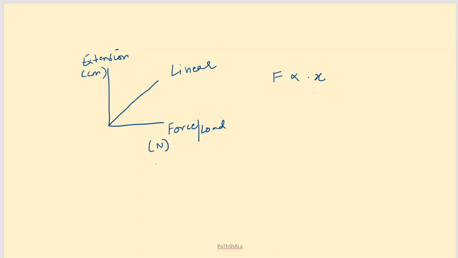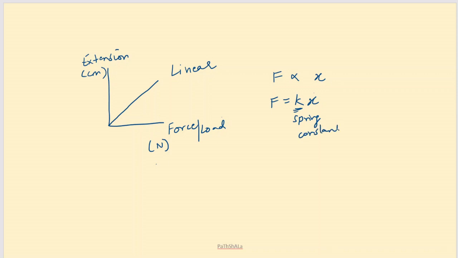Next time you increase the load to 100 grams, let's say this time the extension becomes 4 centimeters. 150 grams, 6 centimeters, and so on. So force and extension are proportional to each other. If I remove the proportionality sign, I get F = kx, where k is the spring constant. So what is a spring constant?